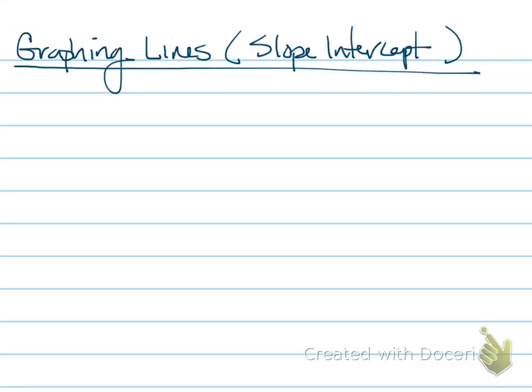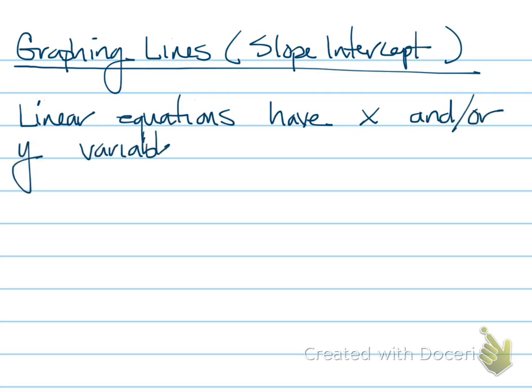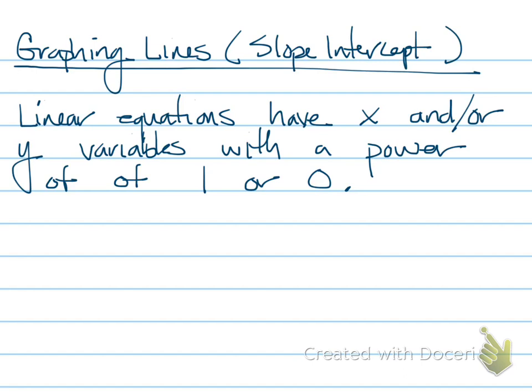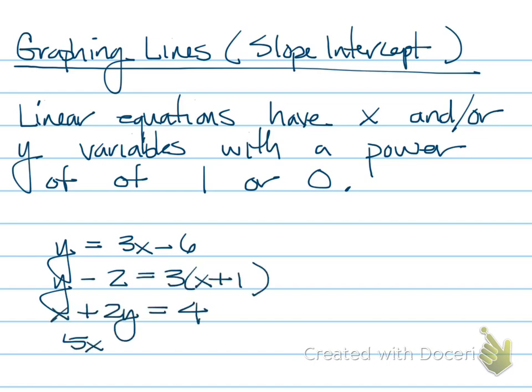Alright, in this lesson we are graphing lines using the slope-intercept form of a linear equation. Linear equations have x and/or y variables with a power of 1 or 0. That's how you identify an equation as a linear equation. For example, all of these are examples of linear equations.